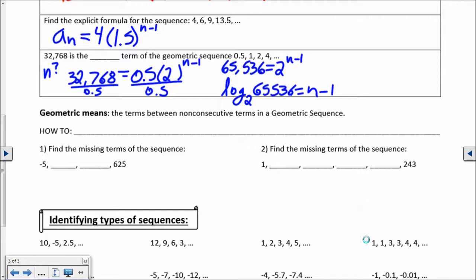You have to log the first one and the second one, right? And then you have to divide them. You do the change of base.